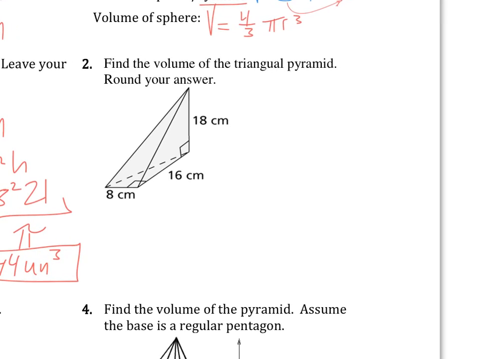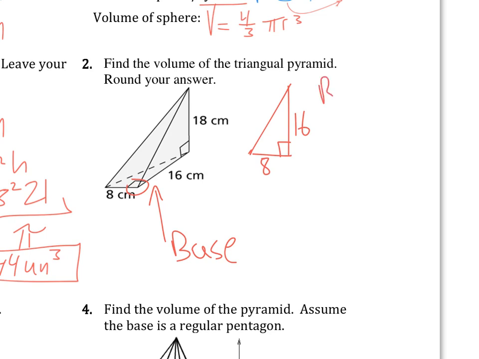Here we've got a triangular pyramid. The base down here, there's our base. The base is a triangle. It's a right triangle. It would help if you draw that right triangle out. The two legs, there's our right angle right there. The two legs that make the right triangle are 8 and 16.